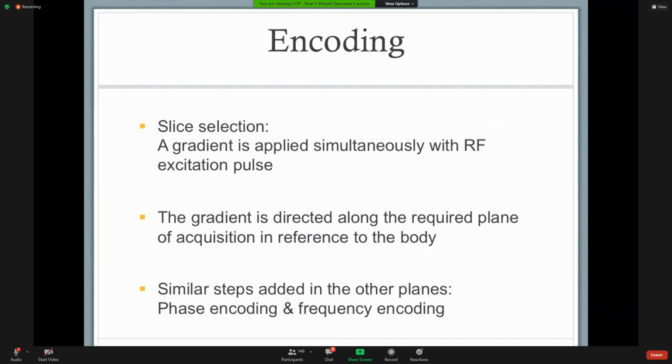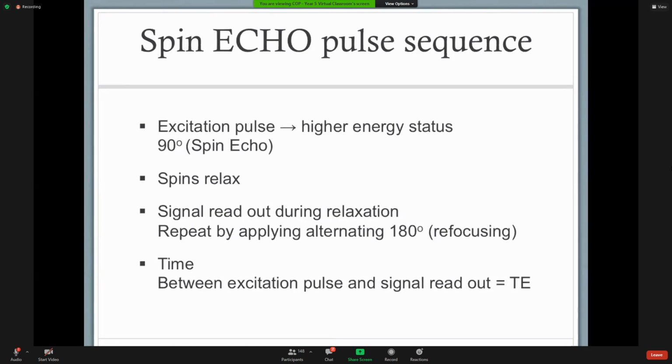Now, not only can you select the slice, but you can also receive the resonance simultaneously with the same coil. So you can actually transmit and receive at the same time. Now we keep repeating those steps of excitation and relaxation, excitation and relaxation, until we collect enough information about the different spins in the body.